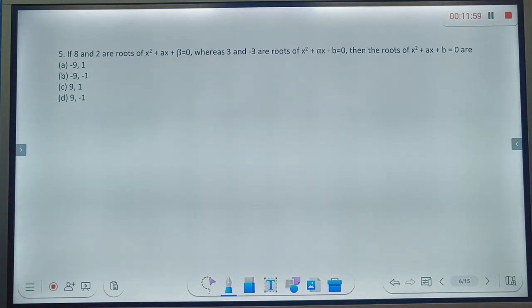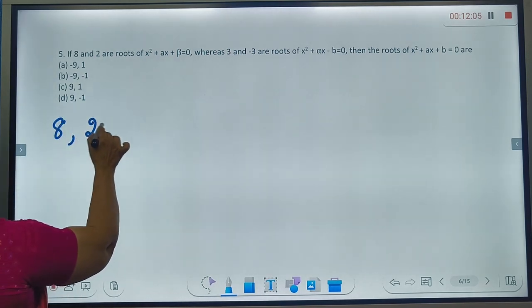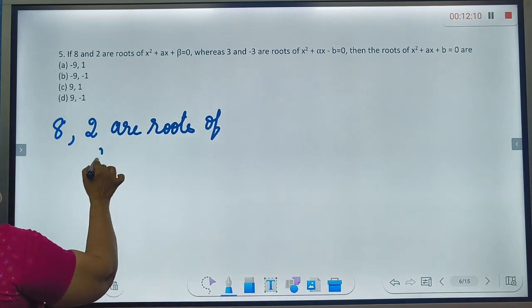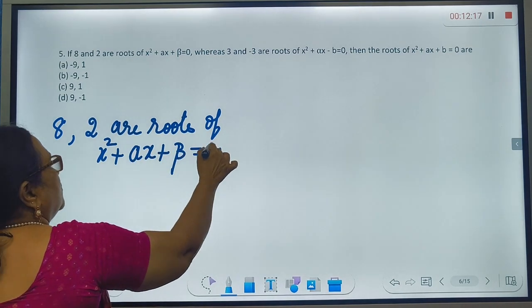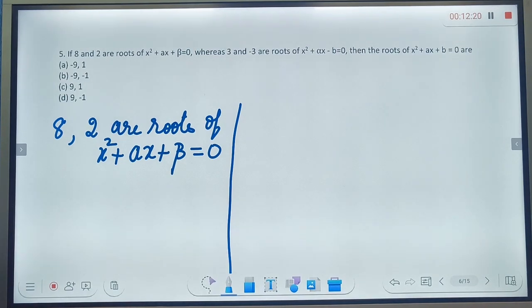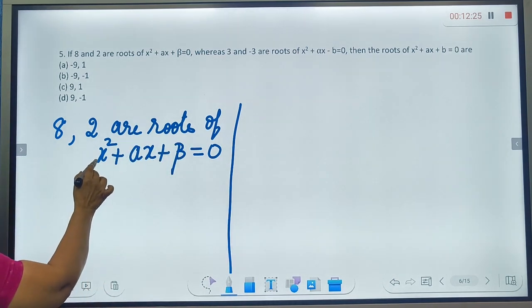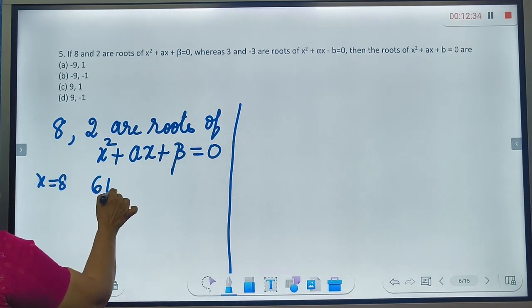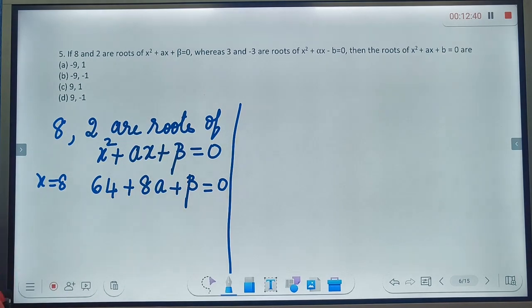Now let us look at the next problem. You are given two statements here. 8 and 2 are roots of x square plus ax plus beta equal to 0. Okay, this is what is given. 8 and 2 are roots of this equation. If 8 is the root of this equation, what will you get? x equal to 8 will satisfy this equation. So when I put x equal to 8, I'll get 64 plus 8a plus beta equal to 0.